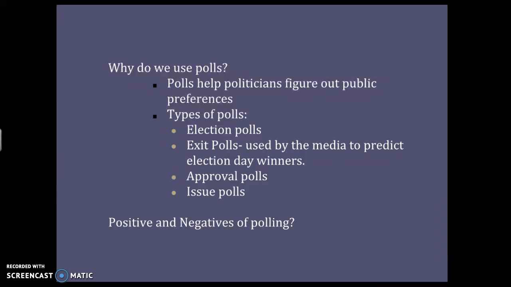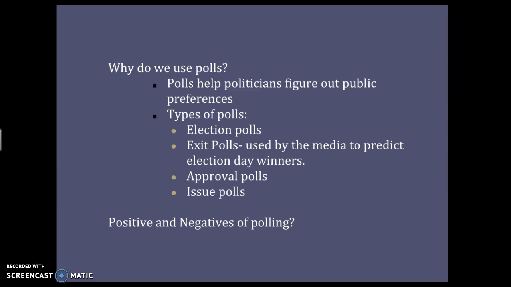Why do we use polls? Polls help politicians figure out what the public wants. We have different polls like election day polls, like when you go and vote. Exit polls are used by the media to predict election day winners. Approval polls, issue polls. An approval poll is literally your approval, like Donald Trump has about a 38% approval right now. Issue polls ask people about issues. Like, what do you think about gun control? What do you think about the status of our country? Is it more favorable or less favorable? That would be an issue poll.